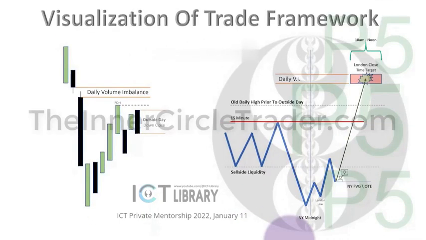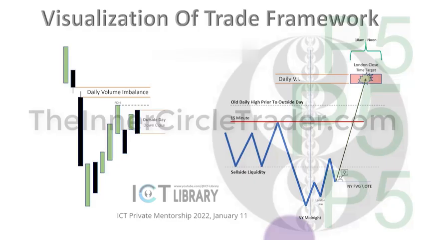All right, that brings us to our discussion today and lecture on visualization of trade framework. This is the second of 5. So I'm giving you kind of like a snapshot of what internally you should see as a viable setup. Now a pattern like this probably won't form more than maybe once a month, and it may not form in the asset class that you're following.